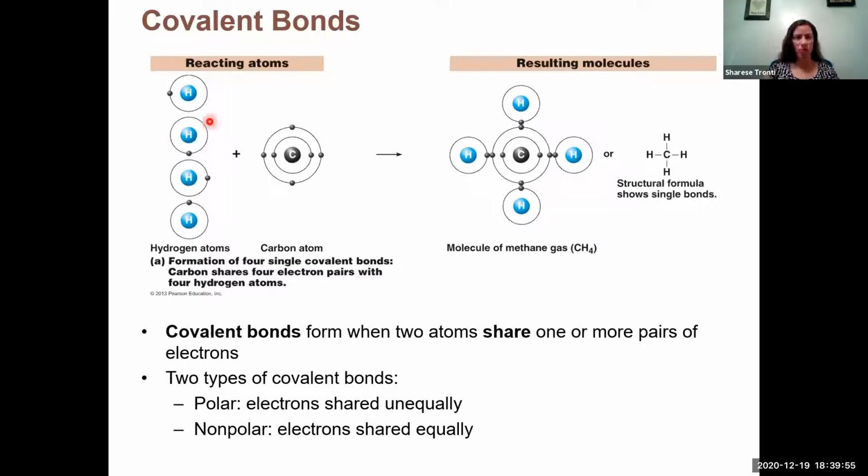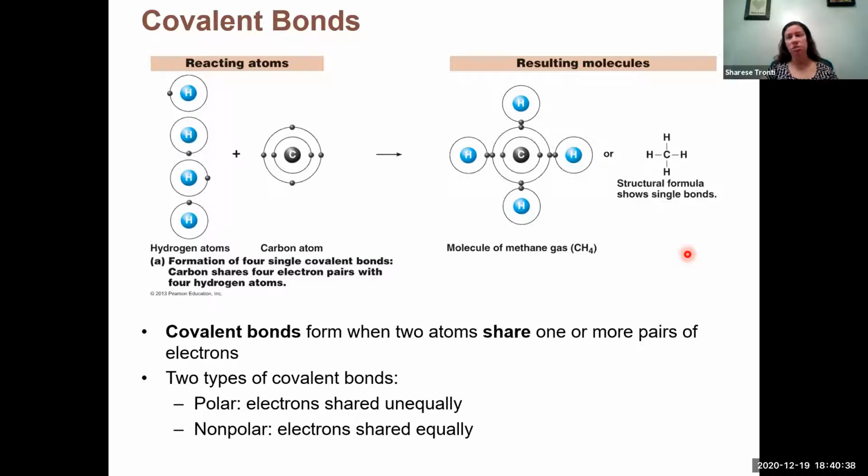So if we look here, we have 4 different hydrogens. Hydrogen, if you remember, wants to have 2 electrons in its valence shell. Here's carbon. Carbon has 4 electrons in its valence electron shell. It wants to have 8. It wants 4 more. So these 4 plus the 4 here makes 8. And so they're all going to share so that they're all happy and have full valence electron shells. Carbon now has 8. And if you see, each hydrogen has 2. So everybody's happy and they're sharing their electrons. That's a covalent bond.